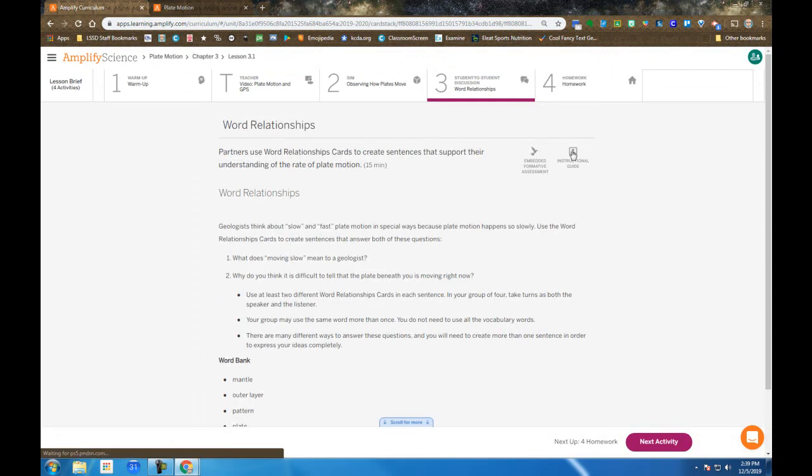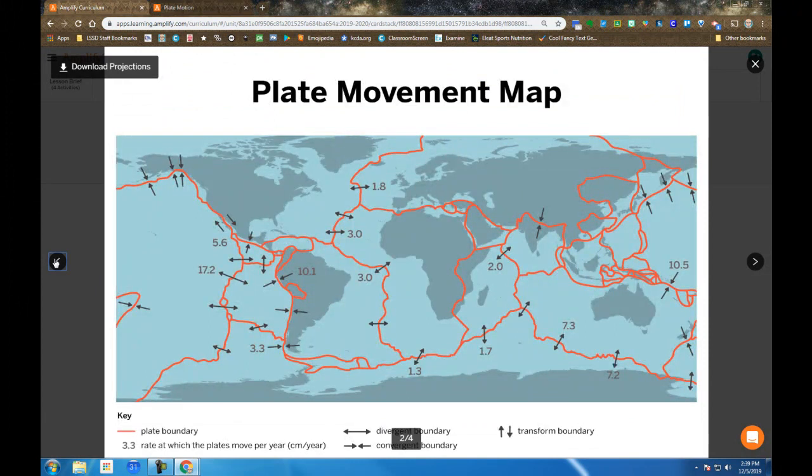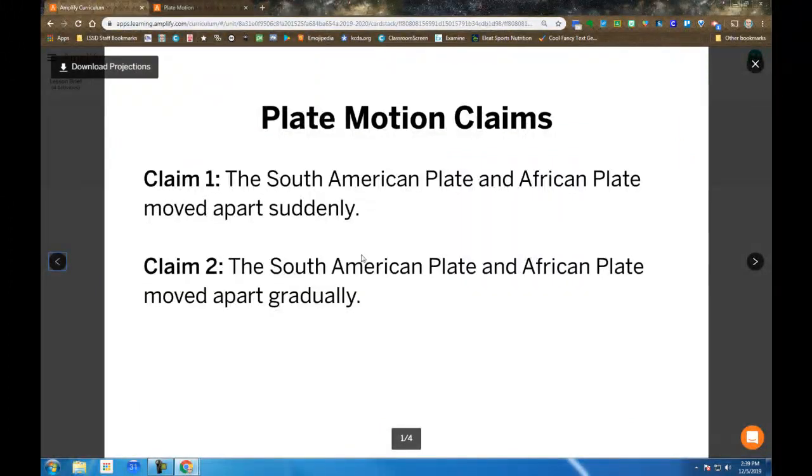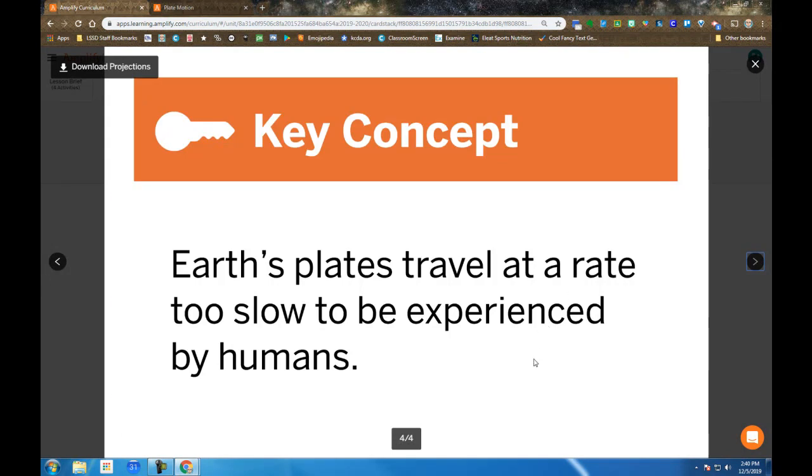I'm going to go back and open up the projections so we can kind of review what big ideas we should have come to. So again, claim one, that the South American and African plates move apart suddenly, or do they move apart gradually? You need to start developing ideas about that at this point. Keeping in mind, we now have GPS data for plate movement. Not only can we tell by landforms and features which way plates are moving, now we actually get measurements with Global Positioning System. And then finally, this key concept that Earth's plates travel at a rate too slow to be experienced by humans.